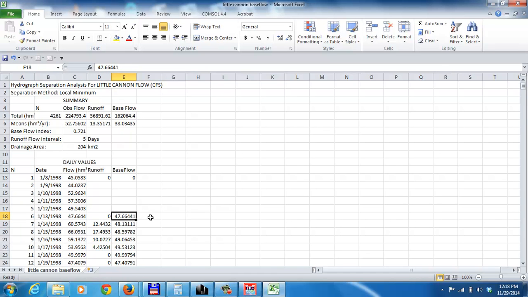If we want to convert that to cubic feet per second, we've got to divide. We need to convert to cubic feet. There are 35.28 cubic feet per cubic meter. And then of course it's a million, so you need to multiply by a million and then divide it by 86,400. So for instance, this one right here would be equal to E18 times a million times 35.28. That'll convert to cubic feet, and divided by 365 days in a year, divided by 86,400 seconds in a day. So that should be cubic feet per second.